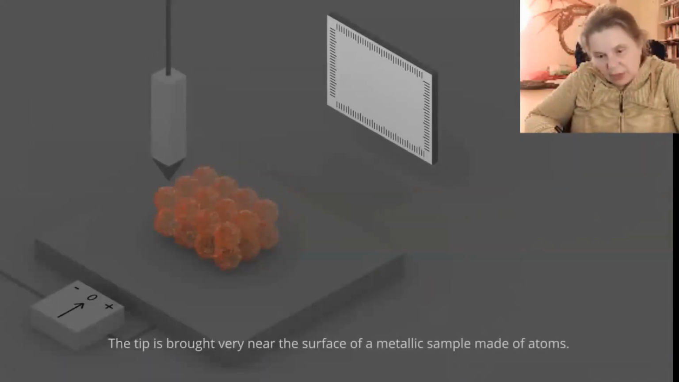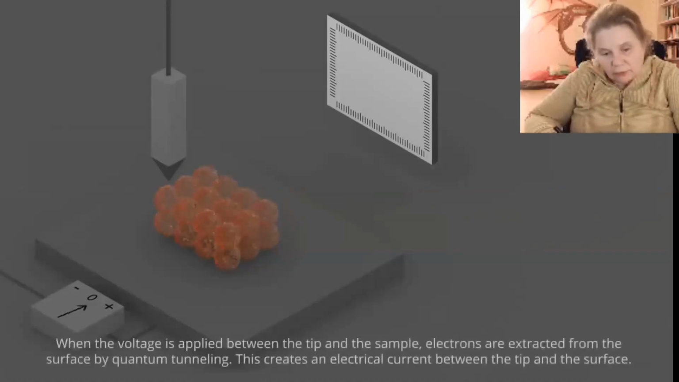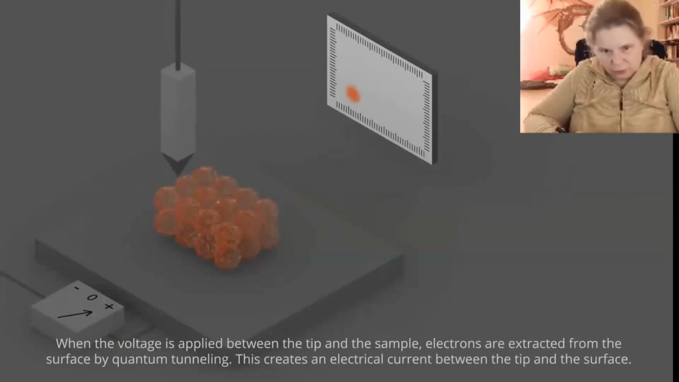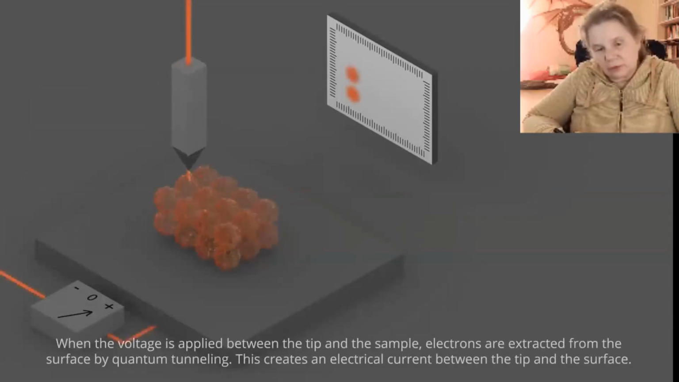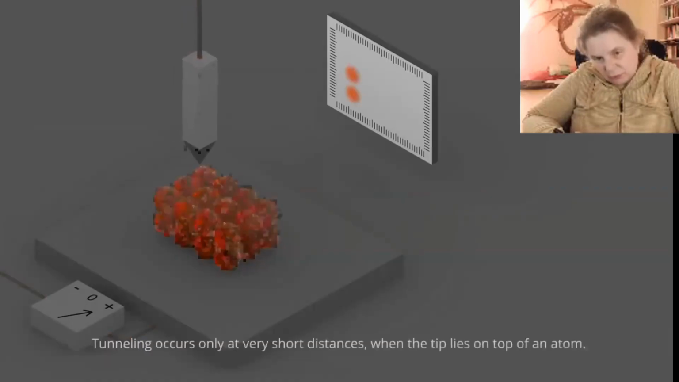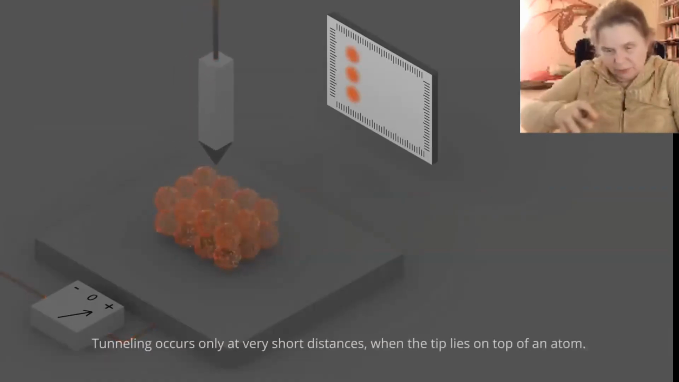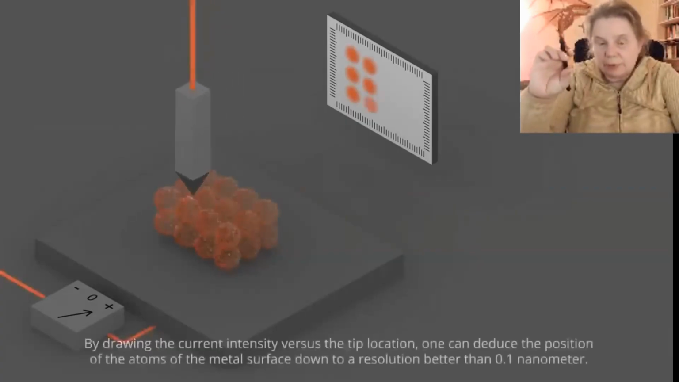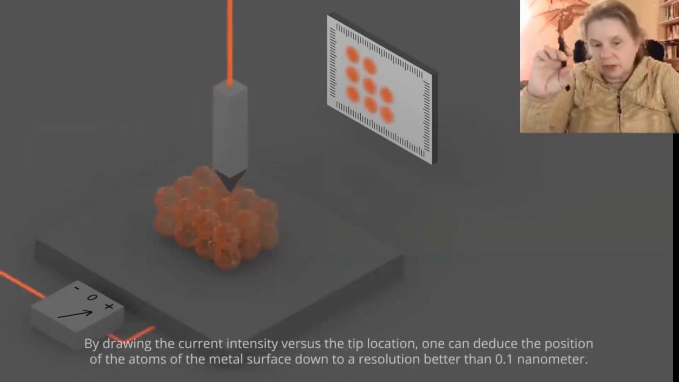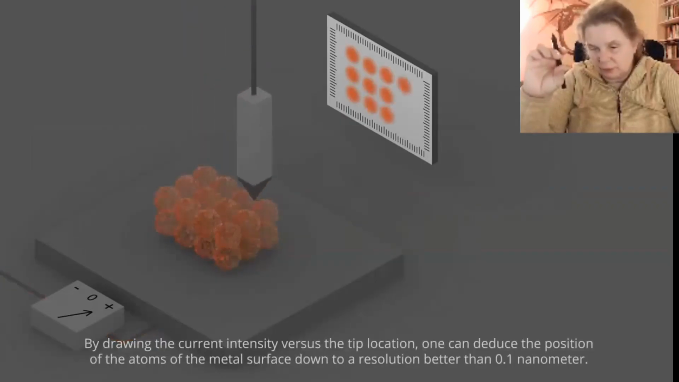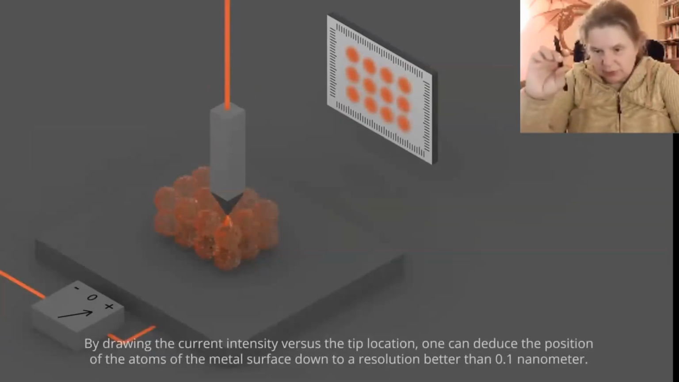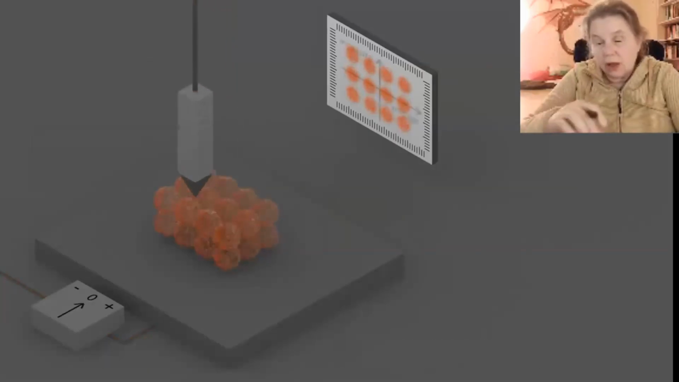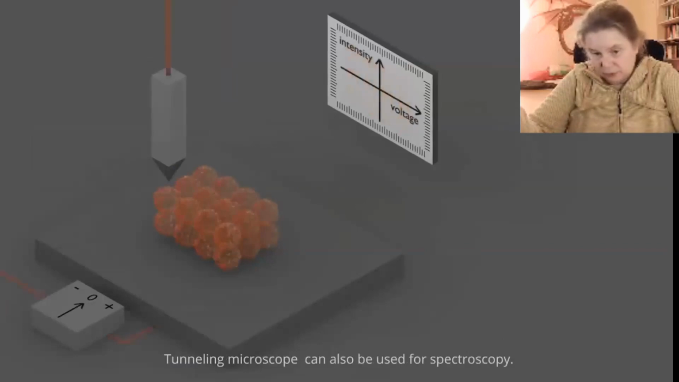A tip is brought very close to the surface and it's moved across. Now the tip is brought near, it's piezoelectric controlled. As it gets close to the top of an atom, can you see where the atoms are closer at the top where they're round? You get electrons tunneling through the gap between the tip and the atom, the electrons moving between the tip and the atom. And what it does is it turns that signal into a pattern, a grid of atoms, okay?